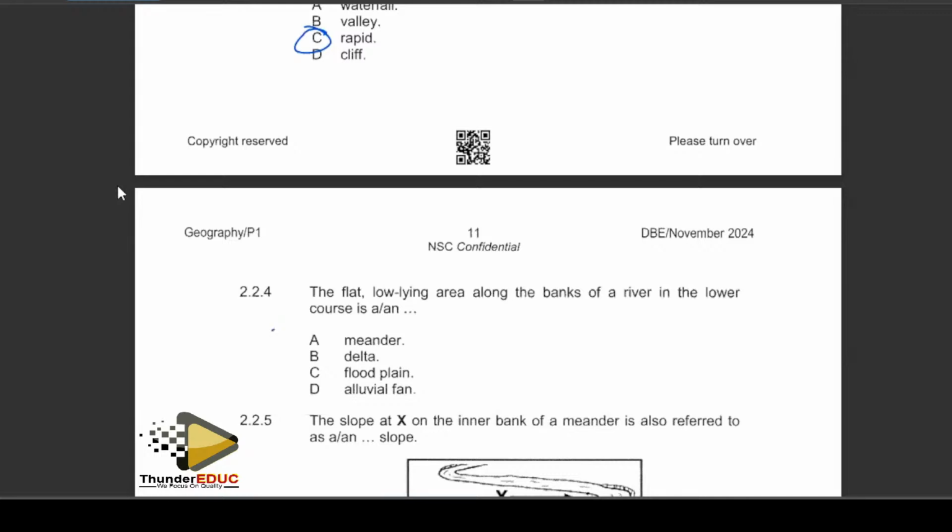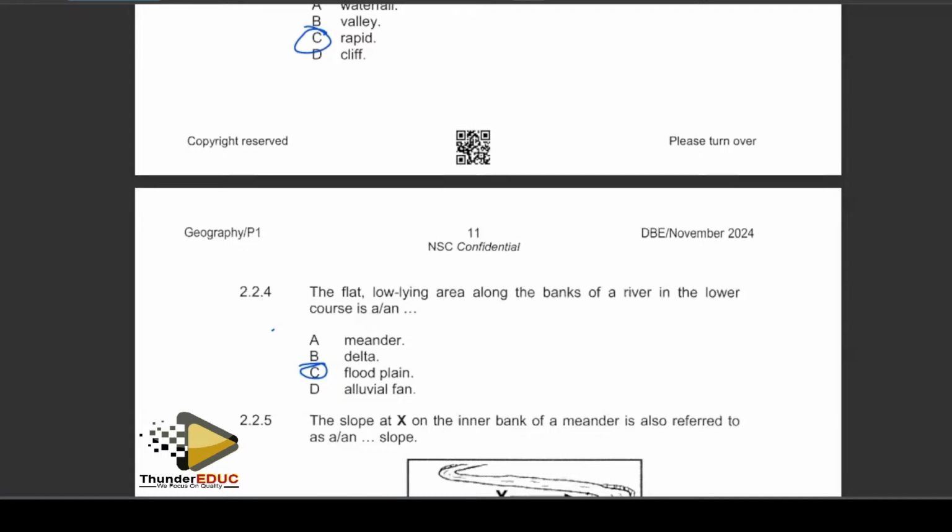Right, then 2.24. The flat low-lying area along the river banks of a river in the lower course, we don't need to waste time. I think this is clear. This is a flood plain. The flood plain, we're looking at the flatland adjacent to a river, which is typical of the lower course of the river, where silt material and decomposed material will get deposited as the river overfloods its banks, creating rich soils for agricultural purposes on the sides of the river, which is the flood plain. Right, we try to move on to the next question.